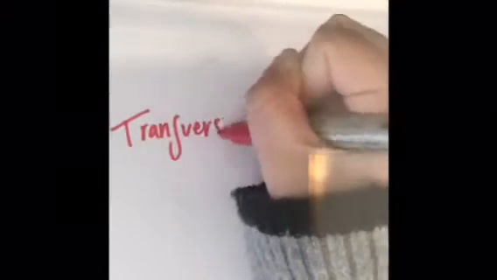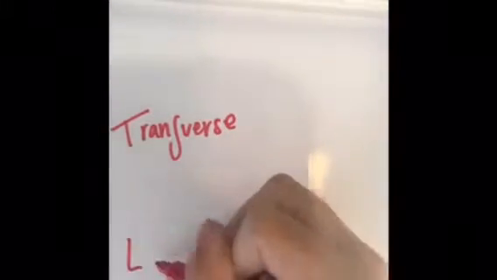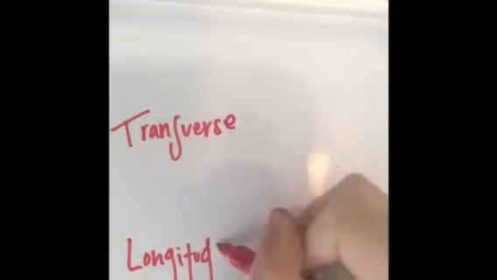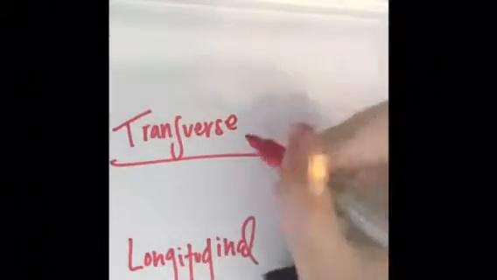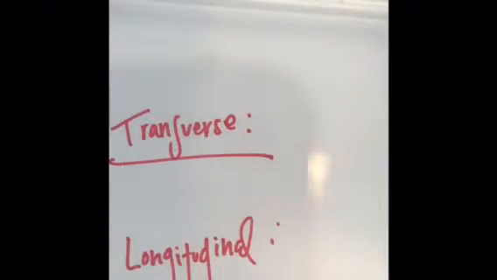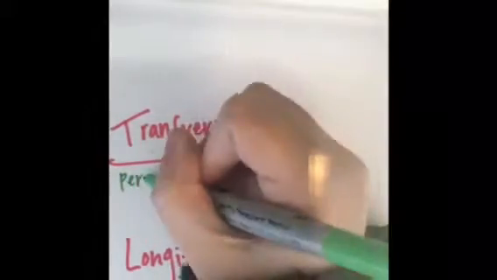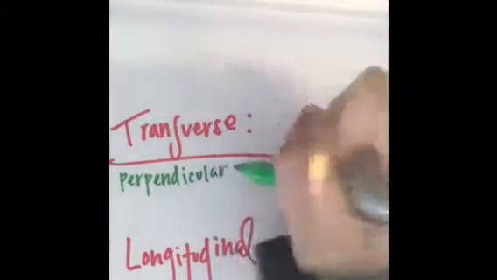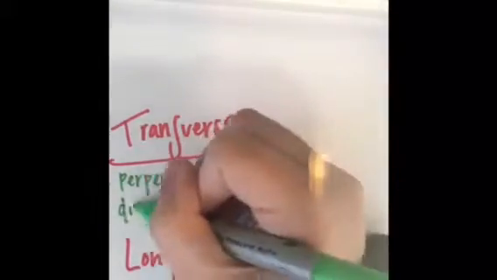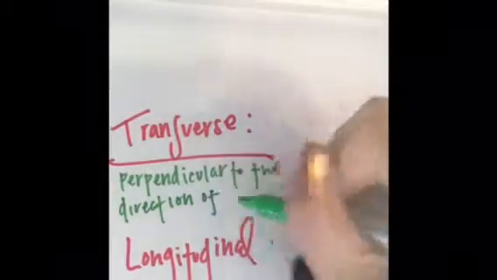There are two different types of waves when talking about waves. There's a transverse wave and there is a longitudinal wave. So we need to talk about both of these to understand more about waves. The definition of a transverse wave is that it's a wave that is perpendicular to the direction of wave travel.